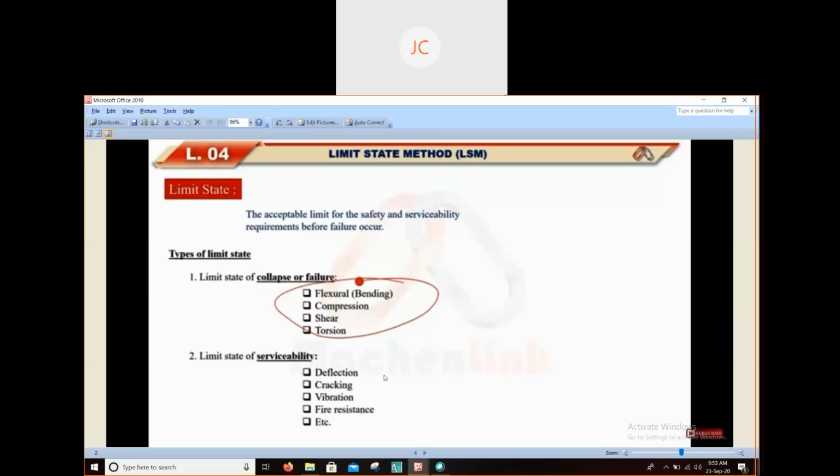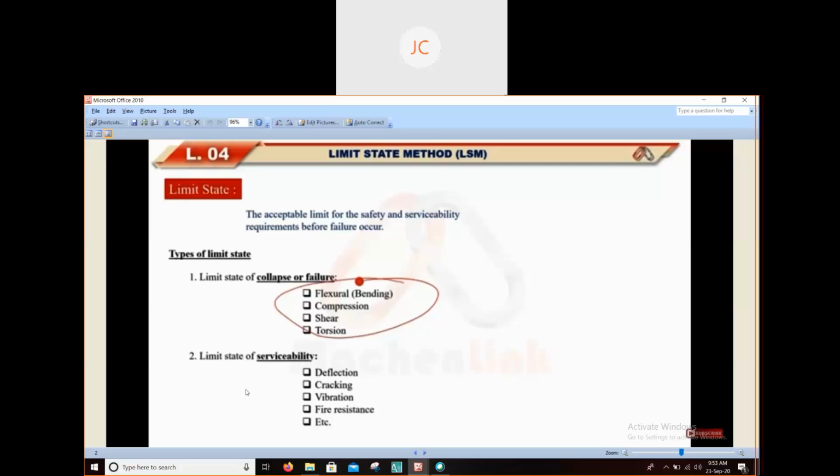Deflection means change in length. If you directly say change in length, it is called deformation, not deflection. But if the change in length is in the vertical direction, that is known as deflection. Deflection is always measured in the vertical direction. After putting the load, when your beam bends, the vertical distance by which the beam has moved from its initial position is measured, and that is known as deflection.